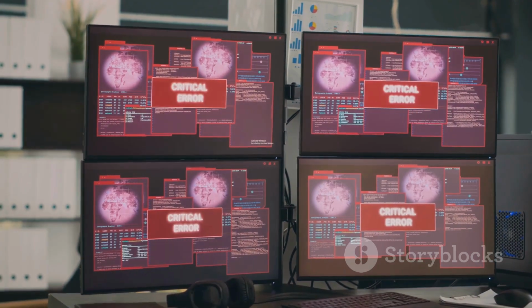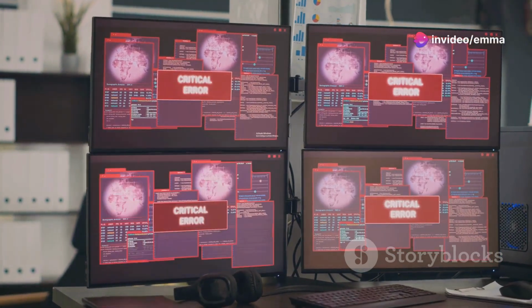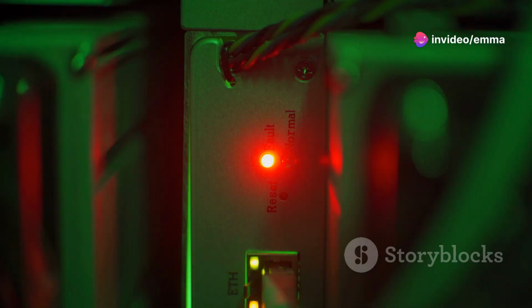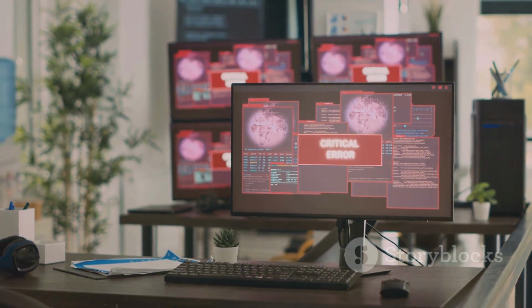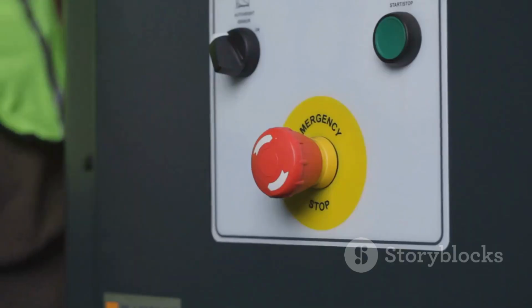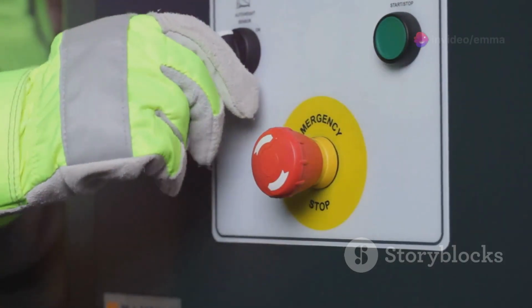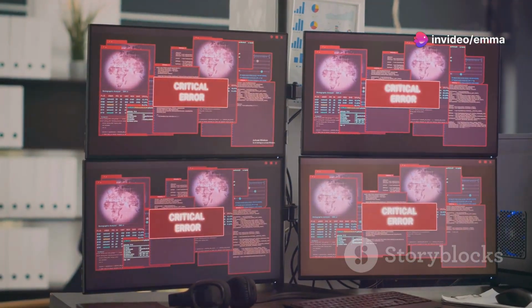The faulty update contained a logic error, which is basically like giving your computer a set of contradictory instructions. The poor thing didn't know what to do. This confusion caused a chain reaction, leading to critical system processes on Windows machines to grind to a halt. It was like someone hit the emergency stop button on a high-speed train. Everything just locked up. Now you might be wondering, why only Windows?